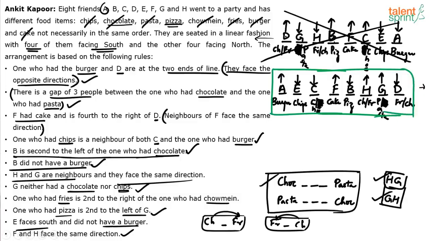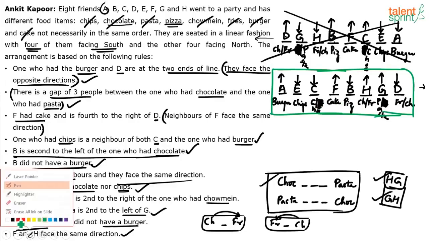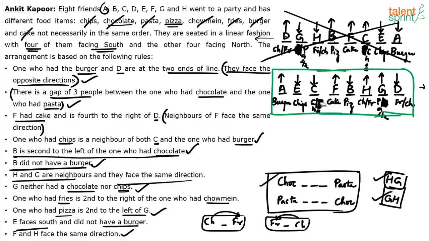Of course, one thing which is still pending is the confusion between fries and chowmein. Let me see if that can also be cleared. But anyway, the positions are all fixed. A, E, C, F, B, H, G, D. A, F, H and G are facing north, E, C, B and D are facing south. With respect to items, burger, chips, chocolate, cake, pizza and pasta are fixed. Only fries and chowmein are left out. Let me just write it clearly so that you're not confused.